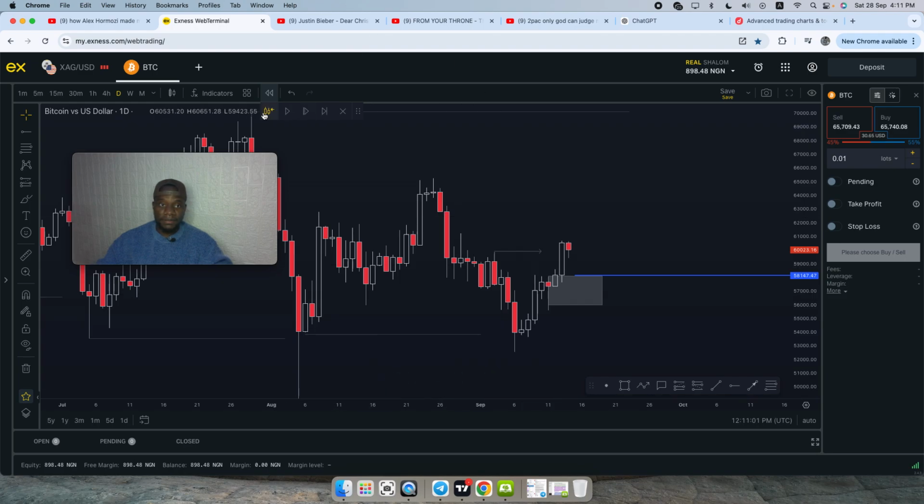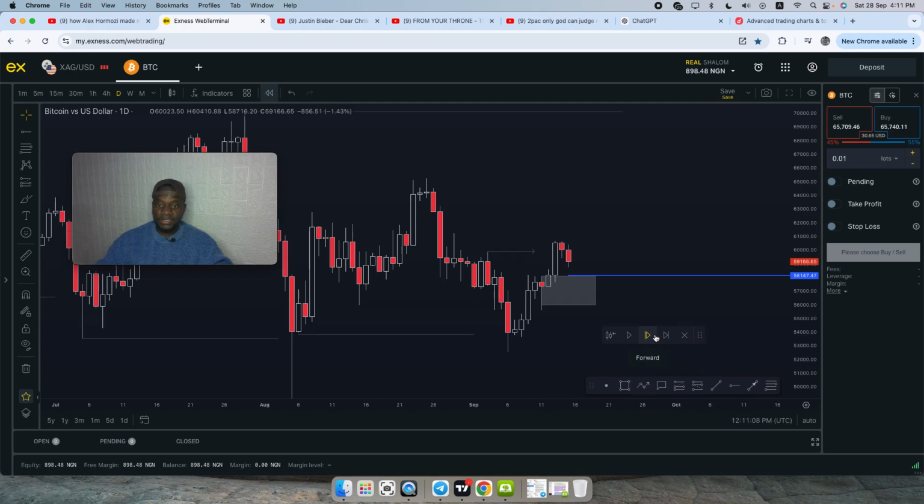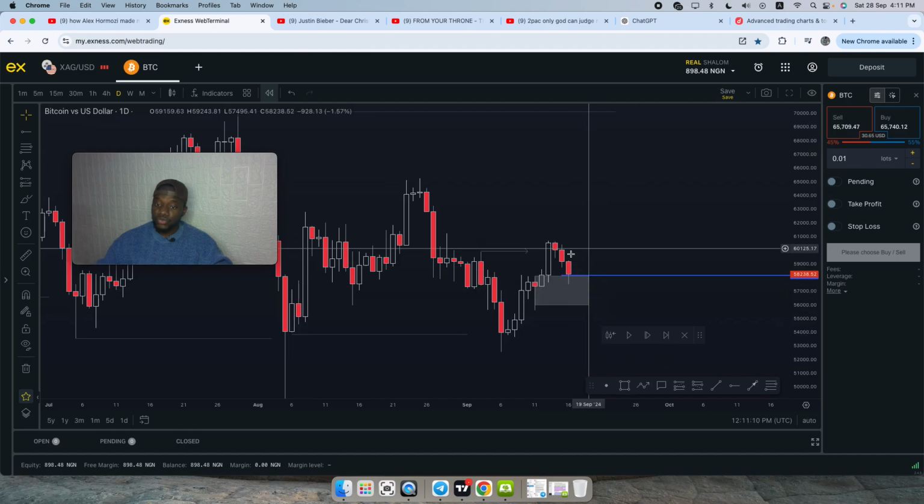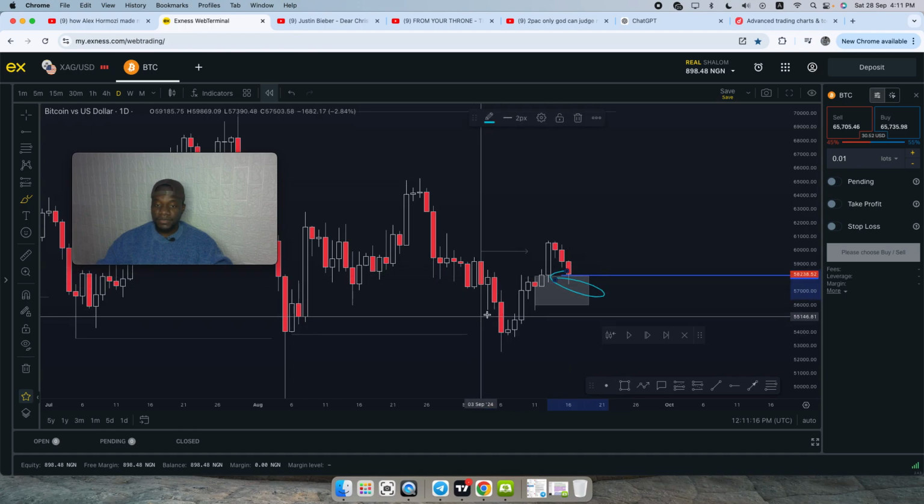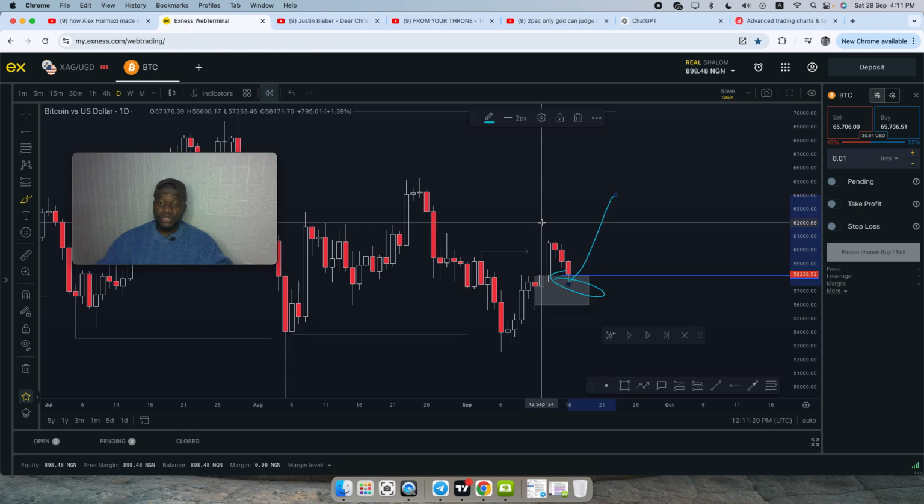Let's say we forward this. So this is the forward. So let's say we forward this. As soon as the market got to that place, the next thing you need to do is just to trigger your limit, which is somewhere here. When it triggers your limit, it goes in the direction you want it to go. So this is what I want to show you in this chart.